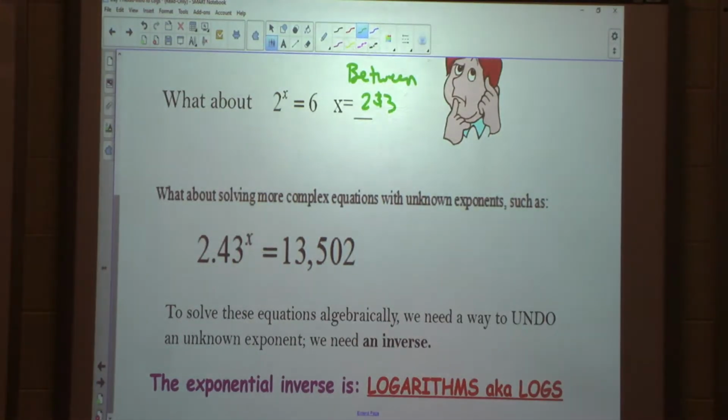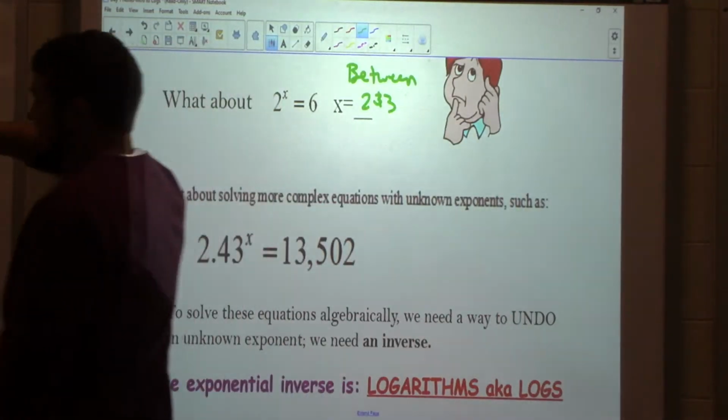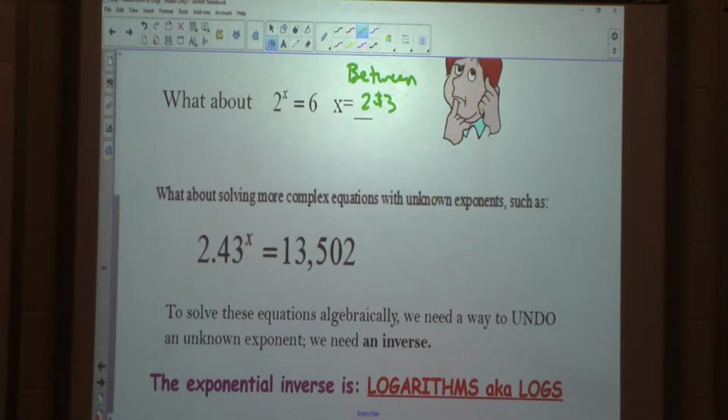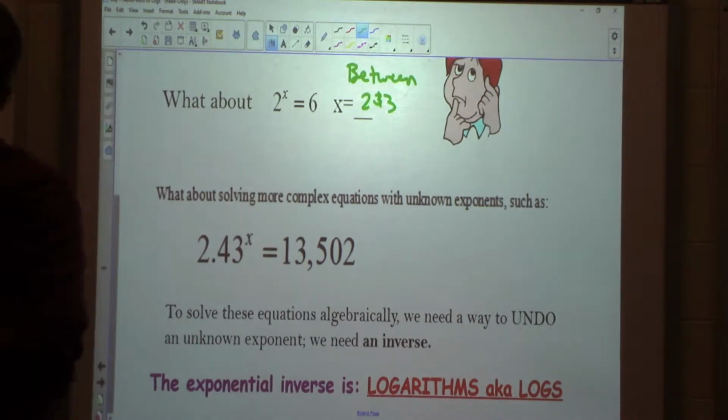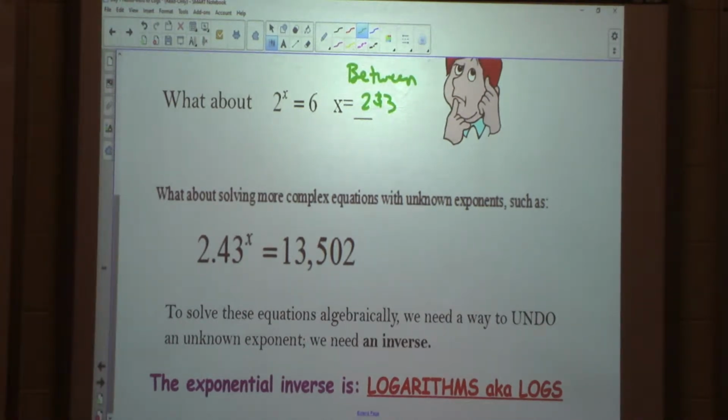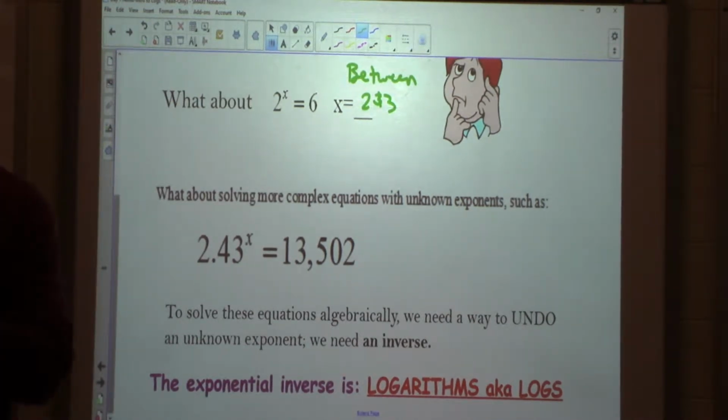And that's what we're going to learn about today. Same thing, you can go from logs to exponents, and exponents to logs. We're going to see that. We're going to do it both ways. That's pretty cool. So we got that. Logarithms, aka I call them logs. The technical word is logarithm. But if you call it logs, it'll be good to go.